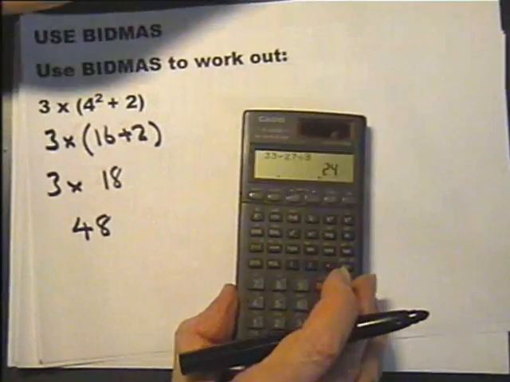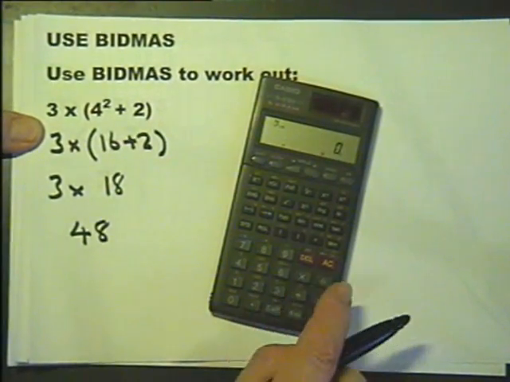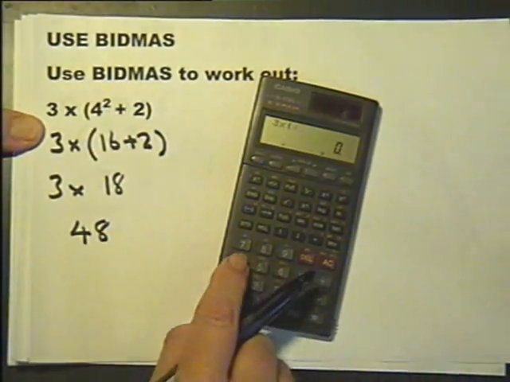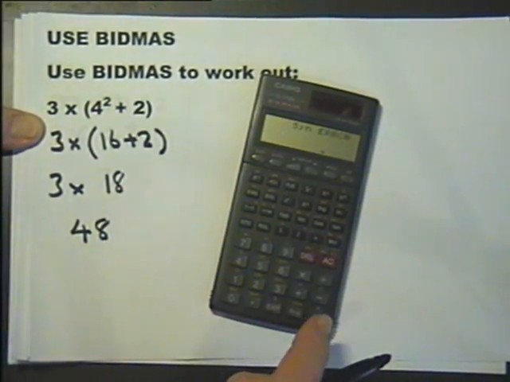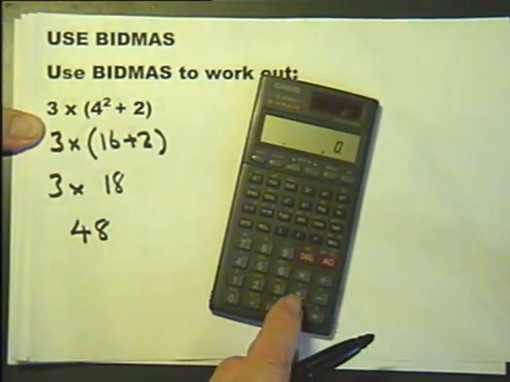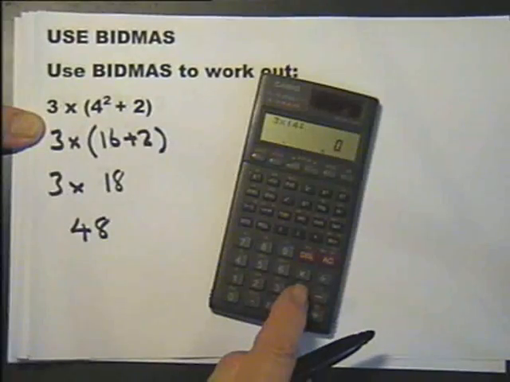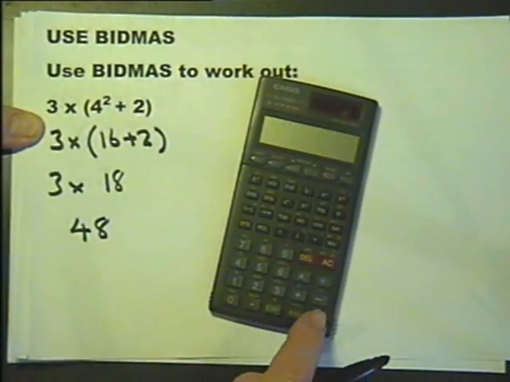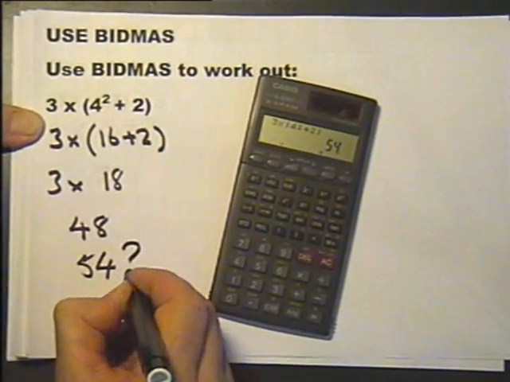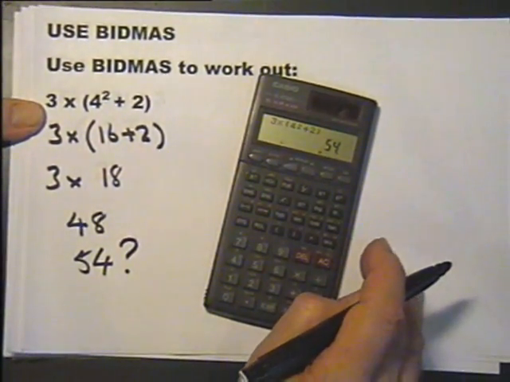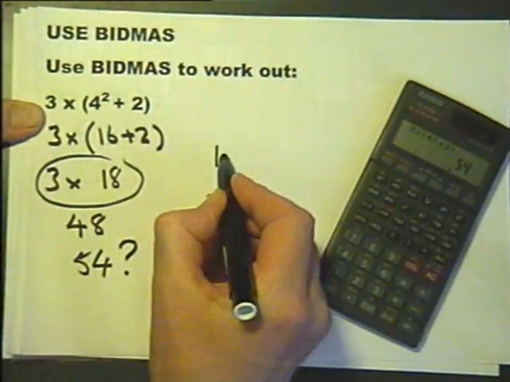Let's just see how the calculator does that, shall we? Right. 3 multiplied by open bracket 4 squared plus 2 close brackets equals. I actually said something and didn't do it. 3 multiplied by open bracket 4 squared plus, I didn't do the 2 just now. That's a bit better. I've got 54. Oh dear. That's because I did that in my head and not very well.